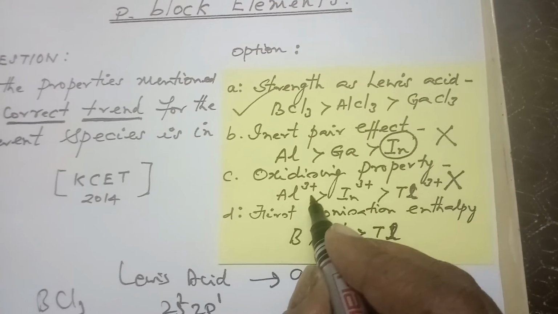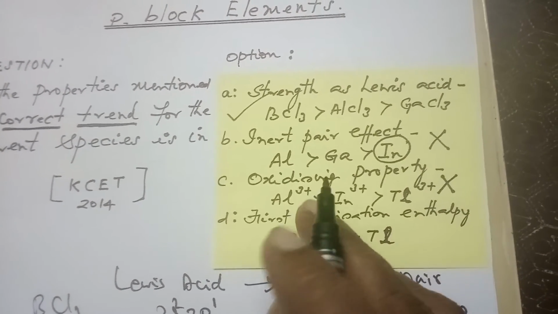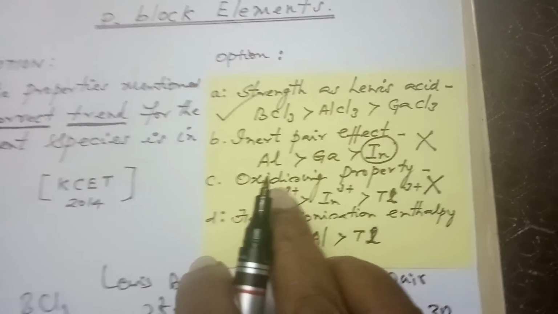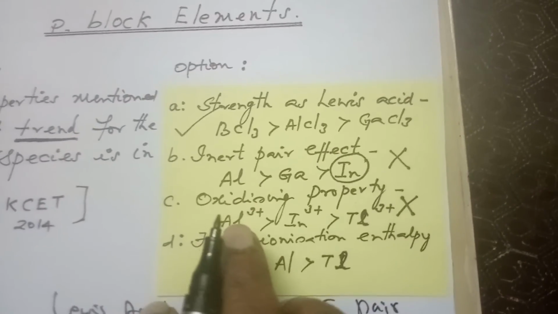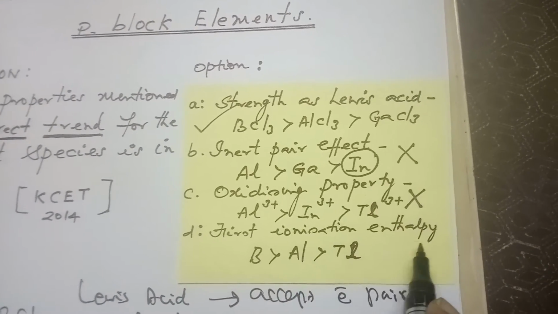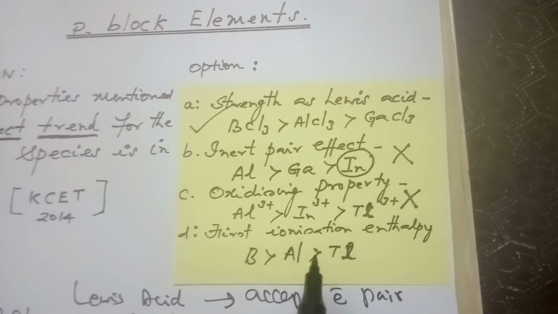Again, repeating: aluminium +3 is stable, so it is not ready to go to +1 when it is acting as a reducing agent. So the option is wrong. Now coming to the first ionization enthalpy, it is a very, very important, beautiful question.